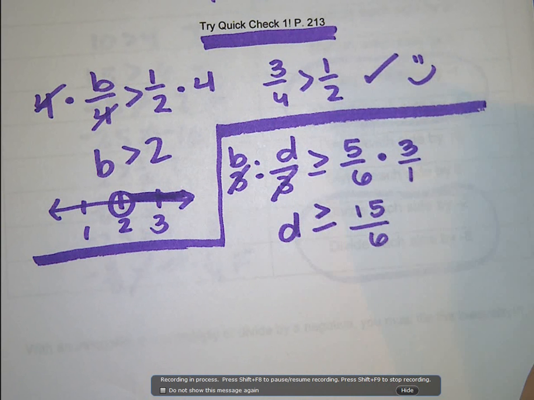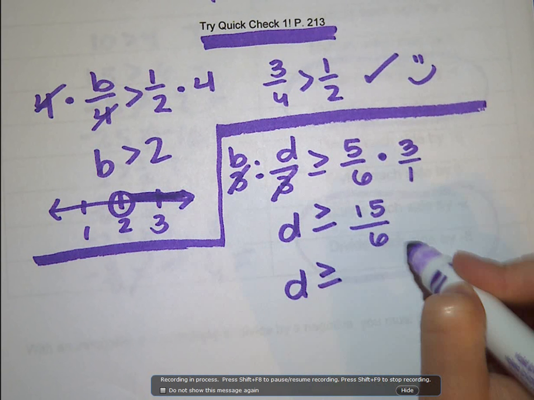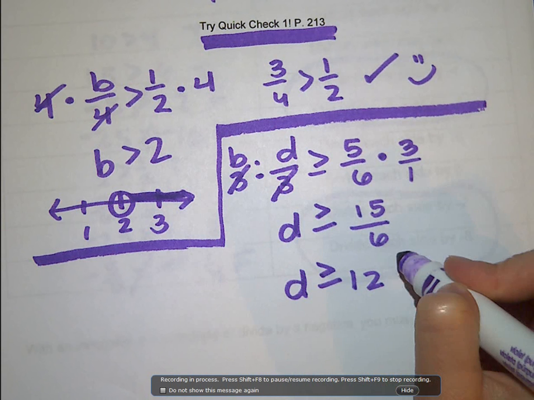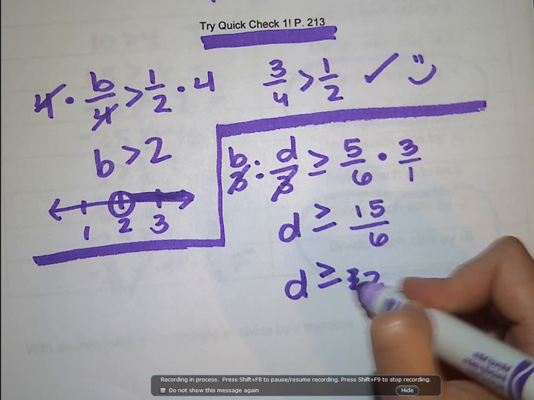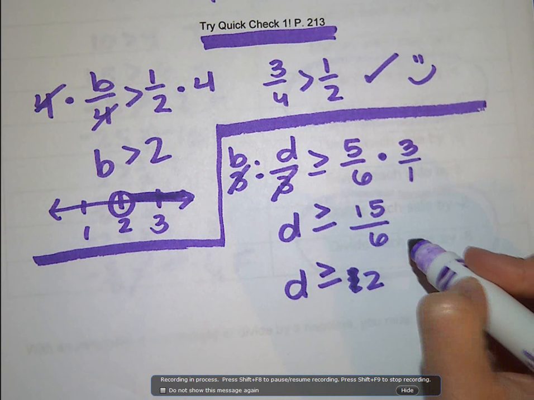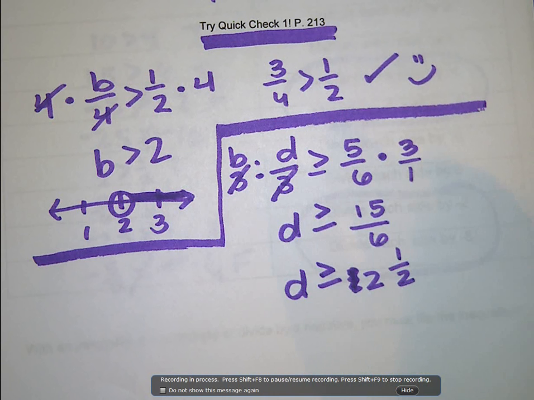And that can be reduced. So we would end up with 12 and 12, 3, 6, which is, I don't know why I said 12. 2, and I was thinking 12 because 6 times 2 is 12. And 3, 6, which is a half. So d is greater than or equal to 2 1/2. I'm not going to graph every single one of these, but if you graphed it, you should have a closed circle at 2 1/2 and shaded to the right, all the numbers greater than.